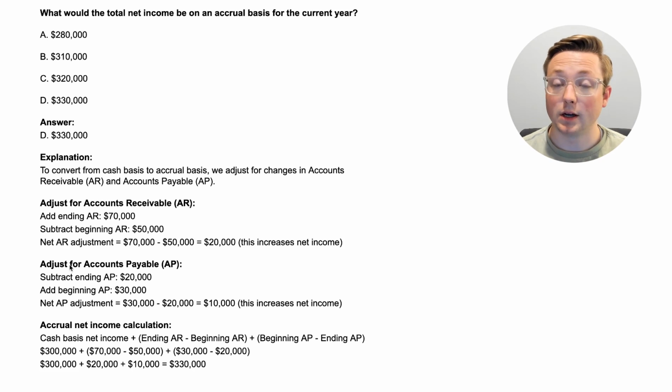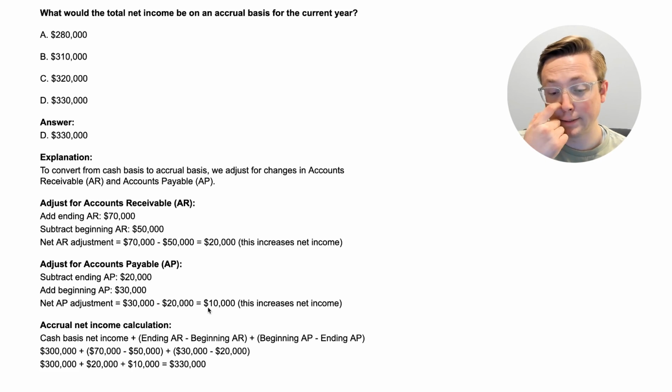Next, for adjusting accounts payable, it's a little bit different. Instead of adding the ending accounts payable, you actually subtract the ending accounts payable, and then you add the beginning accounts payable. So down here, you would take the beginning accounts payable and subtract the ending accounts payable, and that means that the accounts payable has decreased by $10,000.